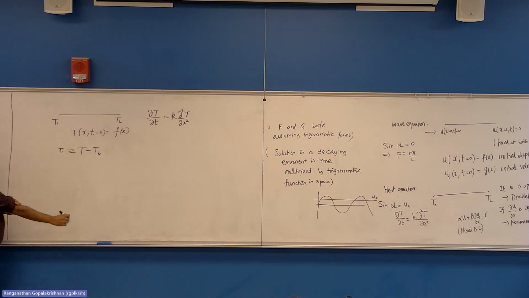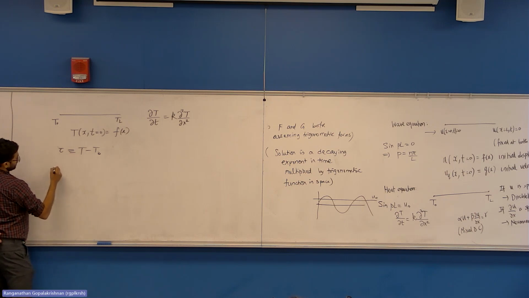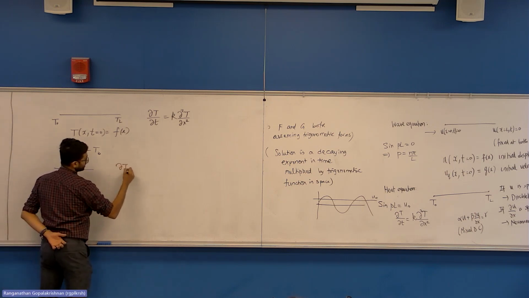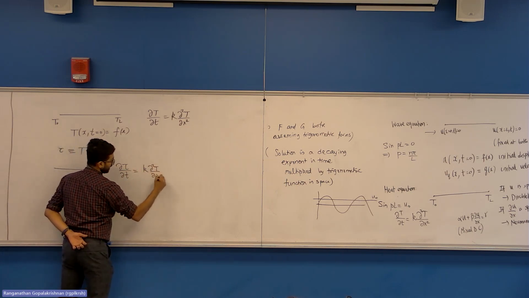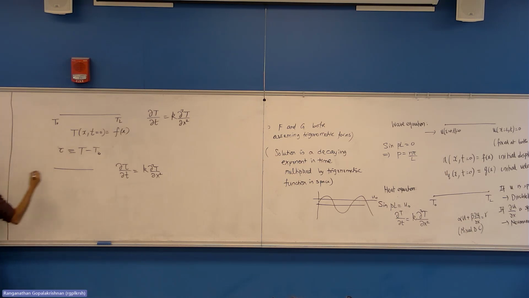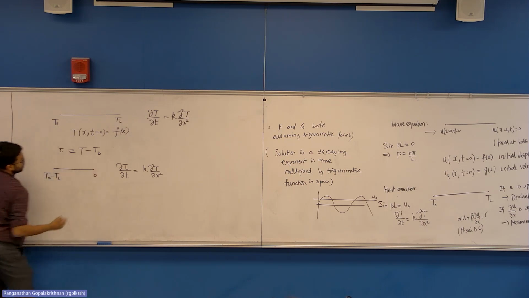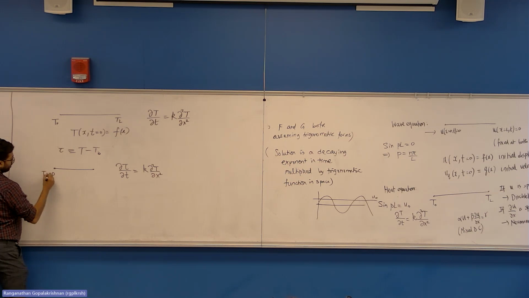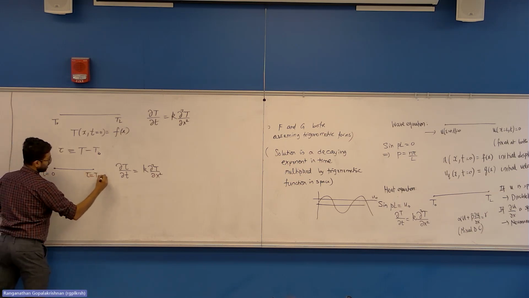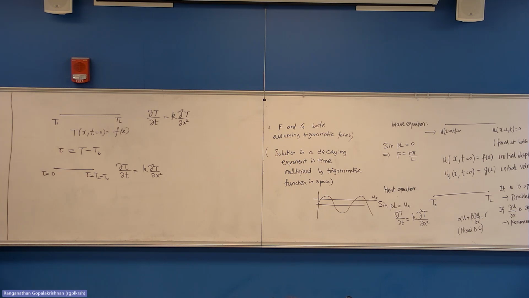In that case, the new variable would satisfy partial tau over partial time equals k times the second derivative of tau with respect to x. And this end will be T naught minus TL, and this end will be 0. I'm sorry, the other way: this is 0, and tau equal to TL minus T naught, 350 Kelvin minus 300 Kelvin, something like that. If TL is 350 and T naught is 300 Kelvin, you get 50 Kelvin.